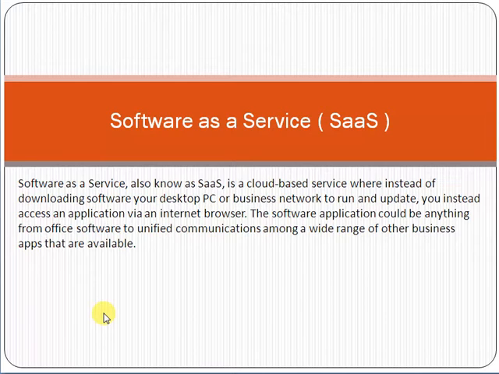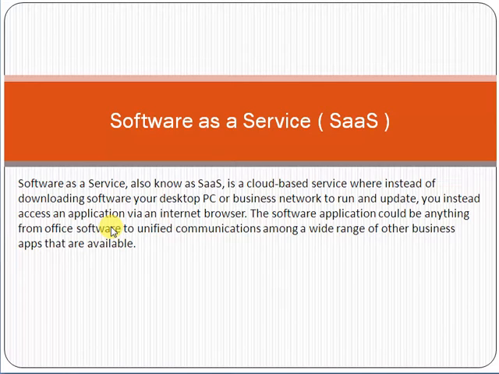So let's just start. Software as a service, SaaS. Friends, software as a service, short form SaaS, is a cloud-based service where instead of downloading software on your desktop PC or business network to run and update, you instead access an application via an internet browser. The software application could be anything from office software to unified communication, among a wide range of other business apps that are available. See friends, this was only a definition. Just try to understand the main concept here.